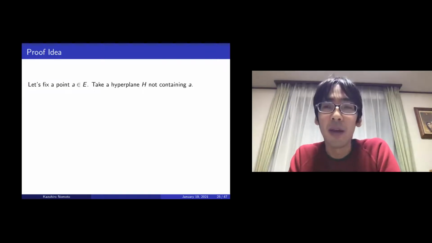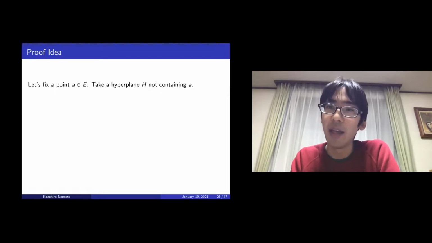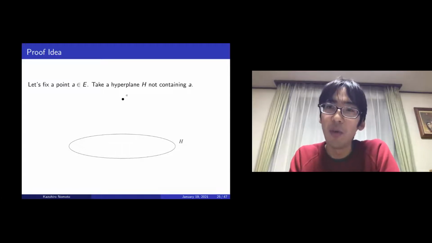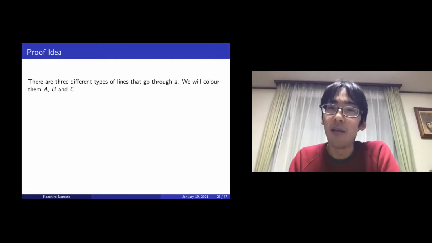So we actually need to find a set with these properties. So I'm going to start by fixing a point A and a hyperplane not containing A. So A and H. So that's what I've chosen so far. And I'm going to consider all possible triangles that go through the point A. There are three different types.